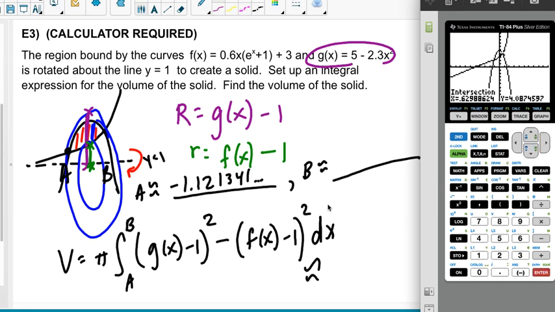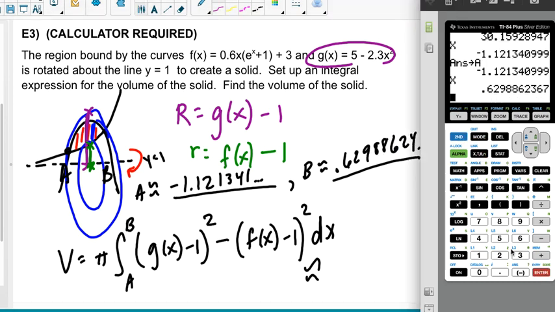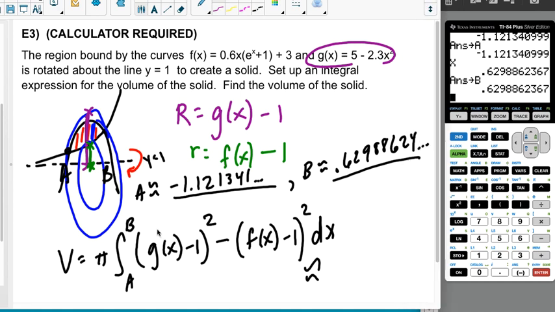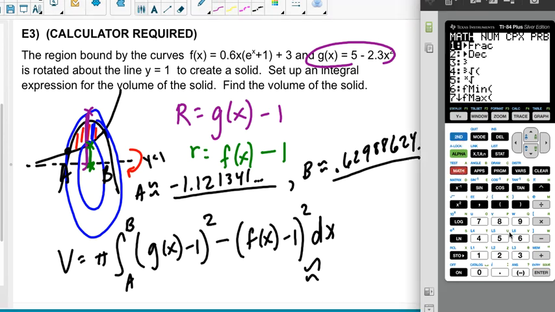And I get that B is approximately 0.629888624, right? I quit out, and then I store it as alpha B. And now I'm going to go ahead and type this integral in. Notice that this is going to be the thing I called y2 minus a 1, and this is going to be y1 minus a 1. So you can either second enter a bunch of times if you want, because you've probably done this recently, but I'm going to go ahead and redo it.